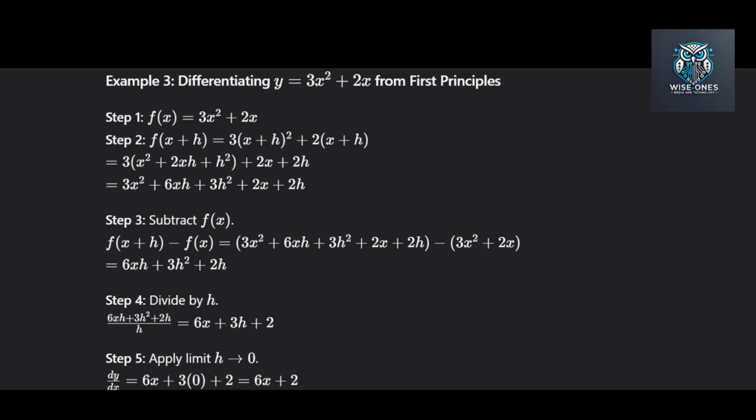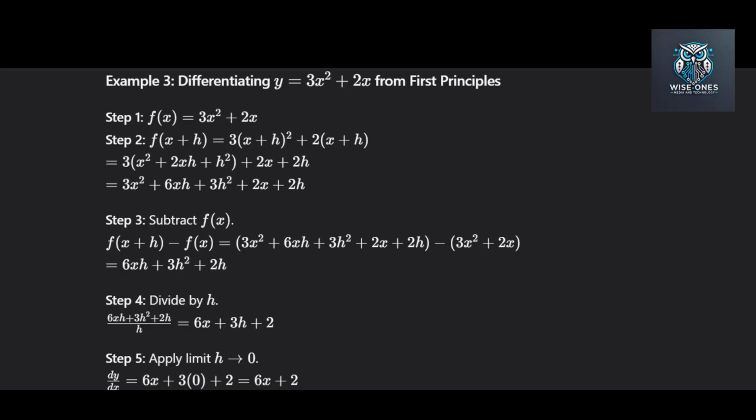Step 3. Subtract f of x. We subtract the original function, 3x squared plus 2x. So open bracket 3x squared plus 6xh plus 3h squared plus 2x plus 2h close bracket, minus open bracket 3x squared plus 2x close bracket. The 3x squared cancels with negative 3x squared. The 2x cancels with negative 2x. We are left with 6xh plus 3h squared plus 2h.